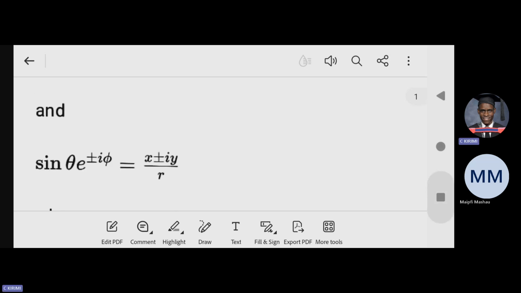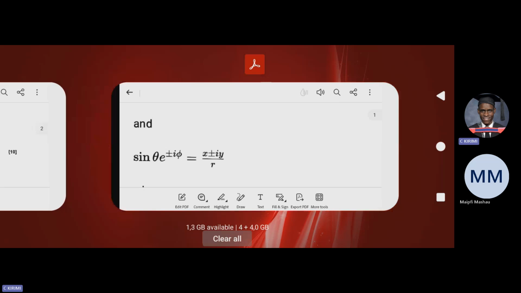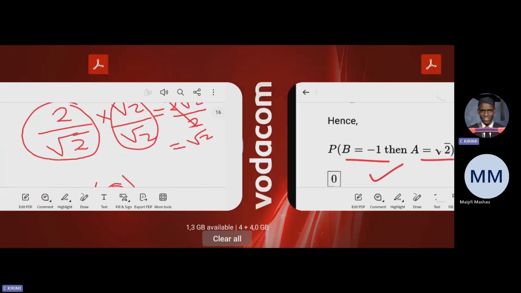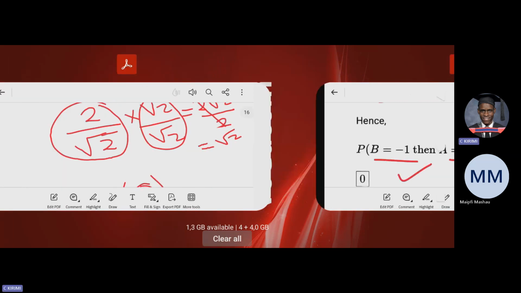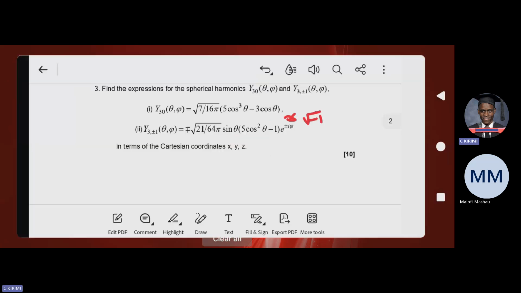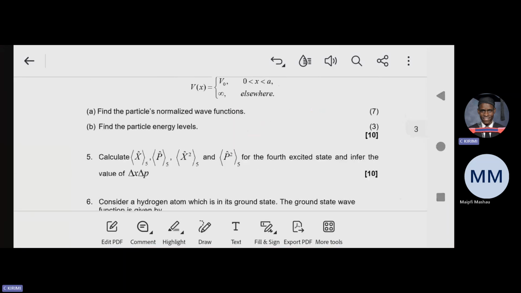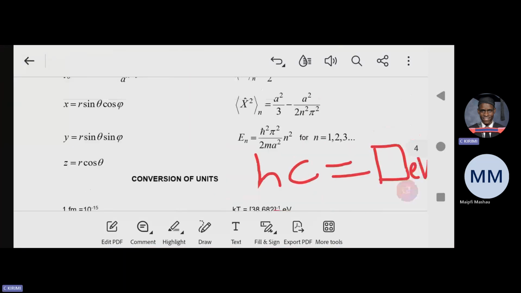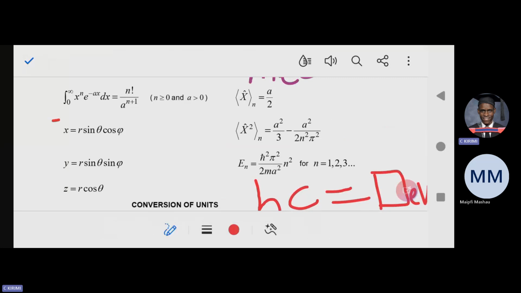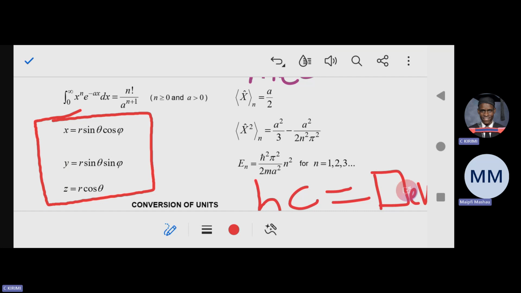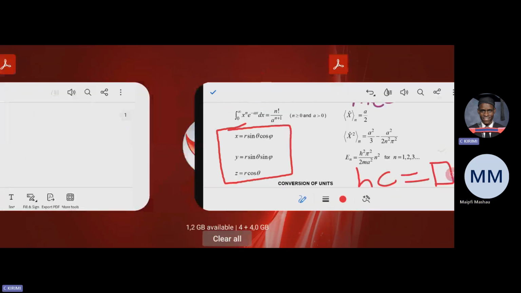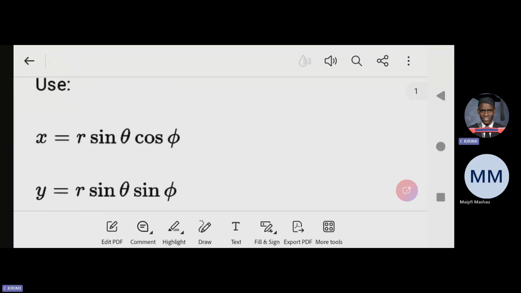Also, I think this was given in the question paper. Let me check if it was provided in the question paper, or you have to know them by heart. So they were provided. Can you see that this is what we are having? It was provided in the question paper, thank God. Yes, so x is equal to r sine theta cos phi. The one which I was reading here, it was provided.